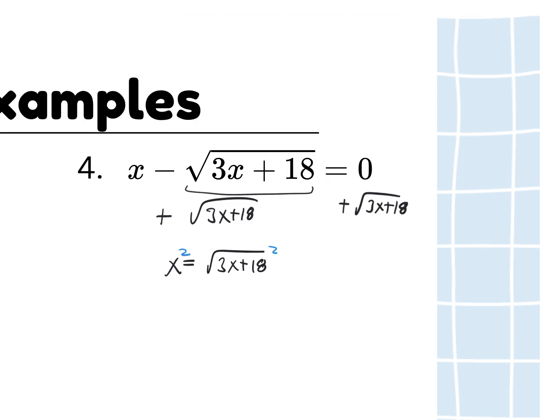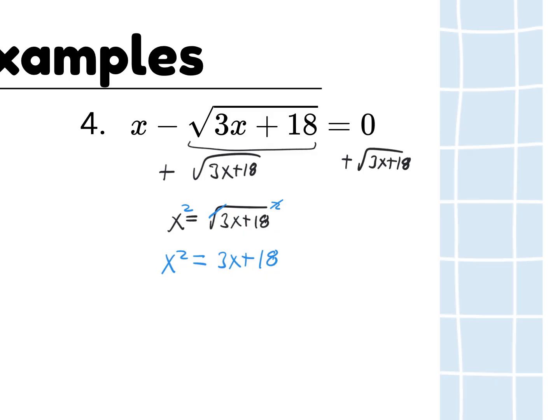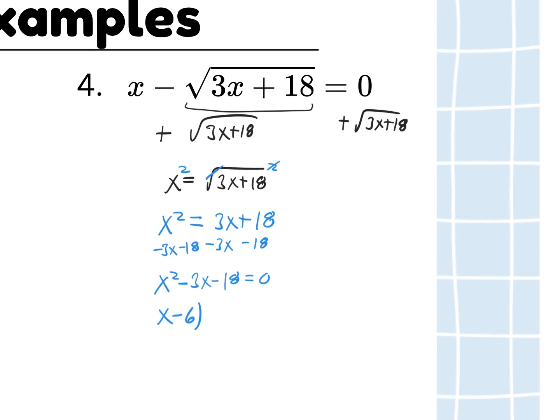Square both sides to get rid of that radical. So then again, x squared equals 3x plus 18. And then solve it again like normal. Get everything on one side, set it equal to 0. And so we get an x squared minus 3x minus 18 equals 0, and then factor it. This factors into x minus 6, x plus 3. And then we get x minus 6 equals 0, x plus 3 equals 0, and so we get x equals 6 and x equals negative 3.